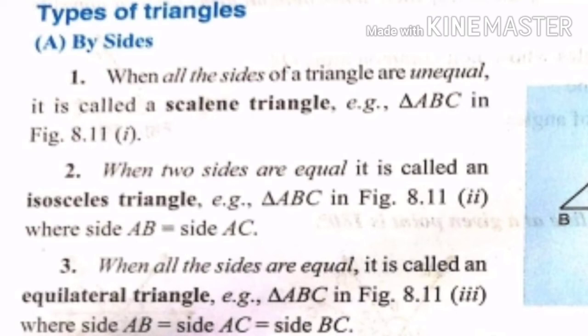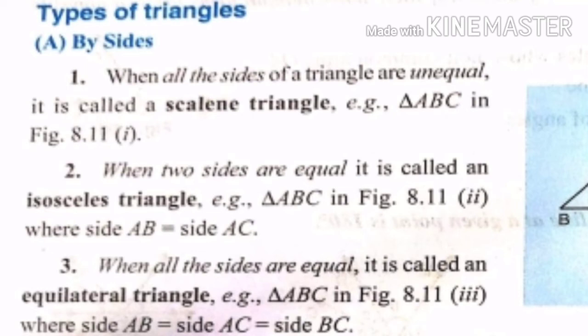Now there are types according to sides and according to angles. Let us study first about types of triangles by sides. You already know the types, but again revising it, we have three types of triangles according to sides. First is scalene triangle. When all the sides of a triangle are unequal, it is called a scalene triangle.